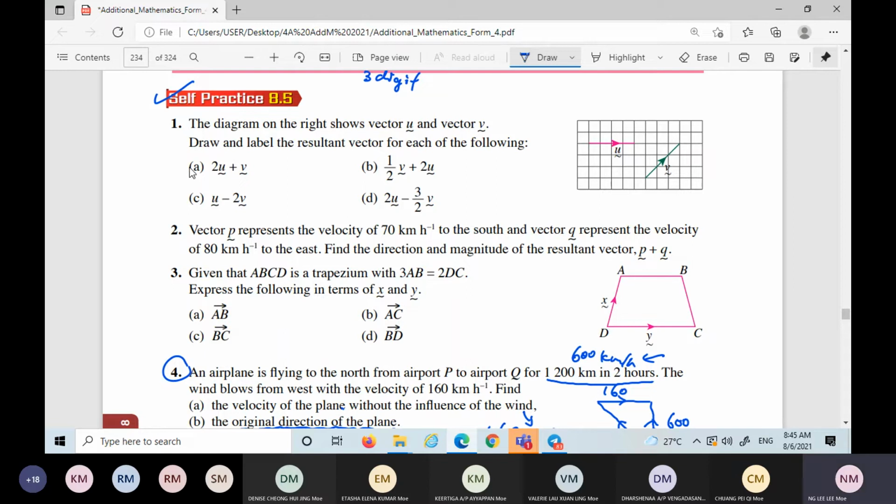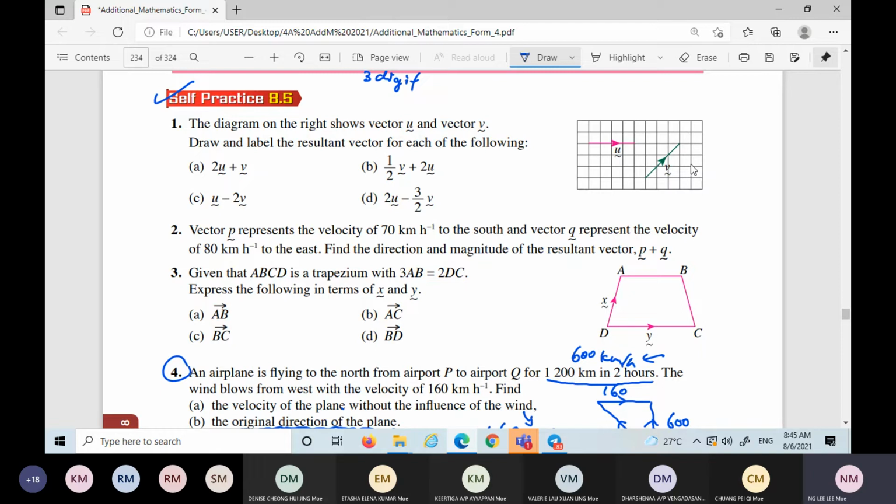Okay, I will show you this only. So you have to do all this one. Okay, 2u plus v, how to draw it? If you are using the line exercise book, you got to find the grid one. You got to draw on the grid and then cut and paste into your exercise book.